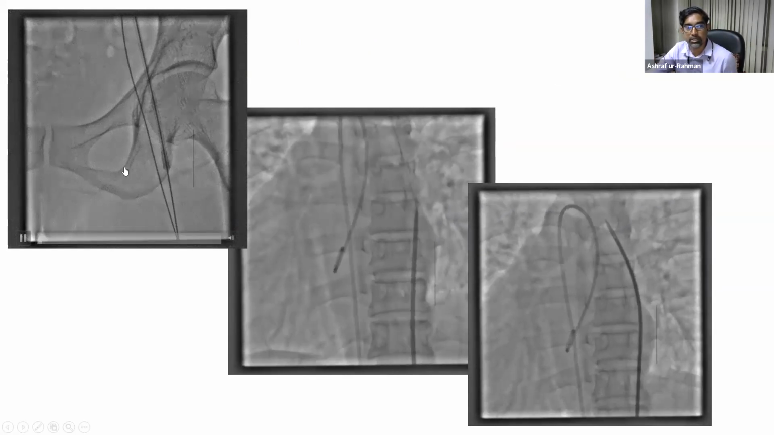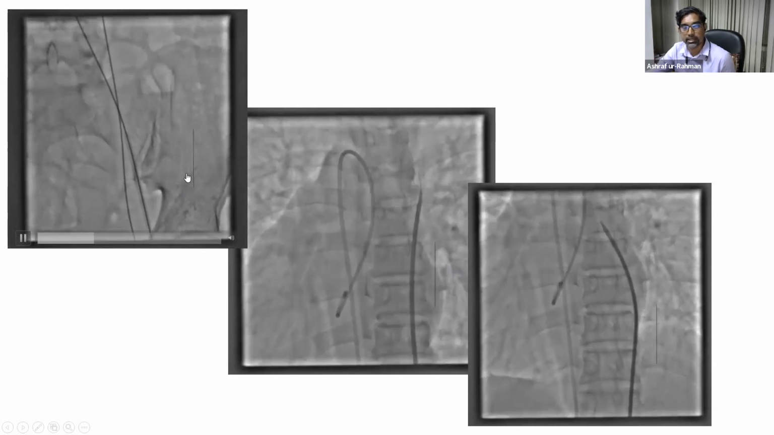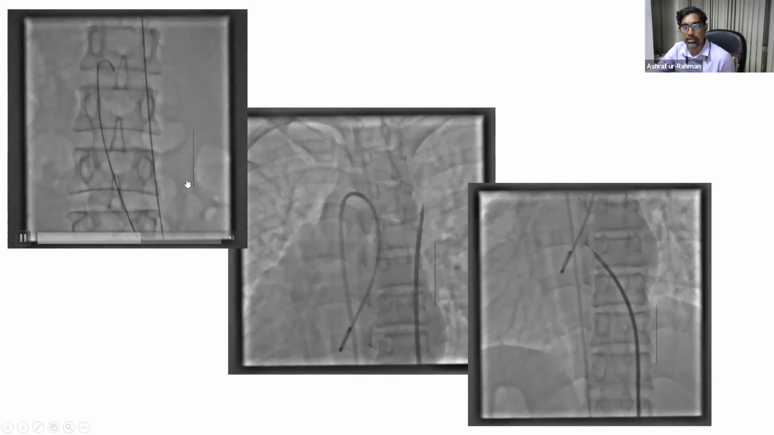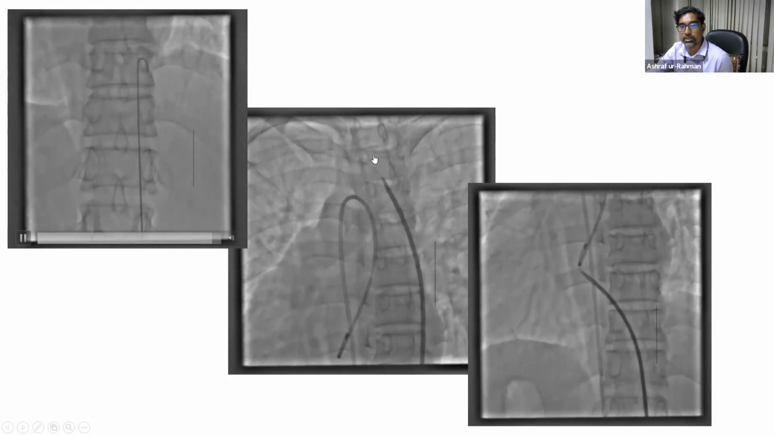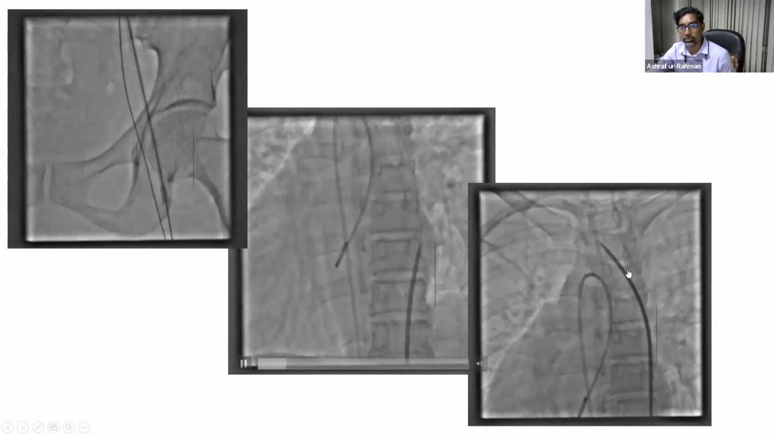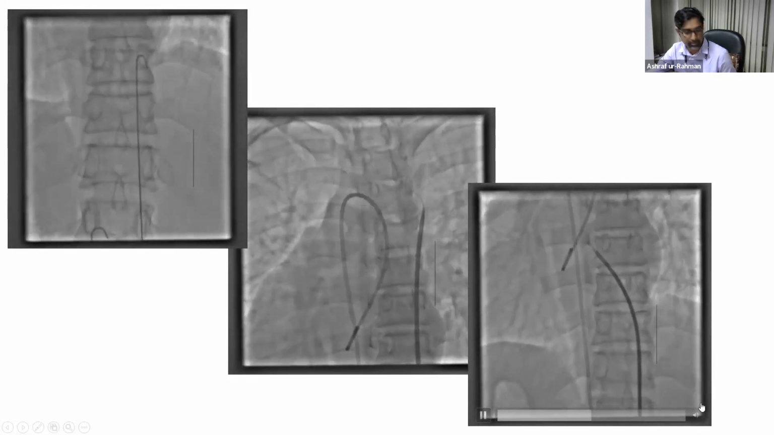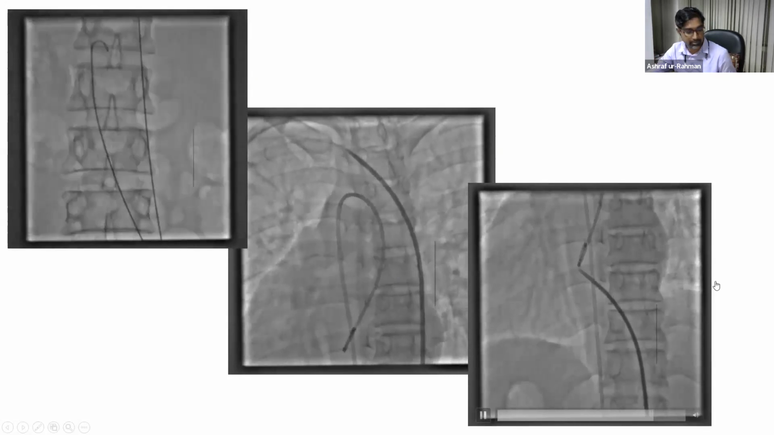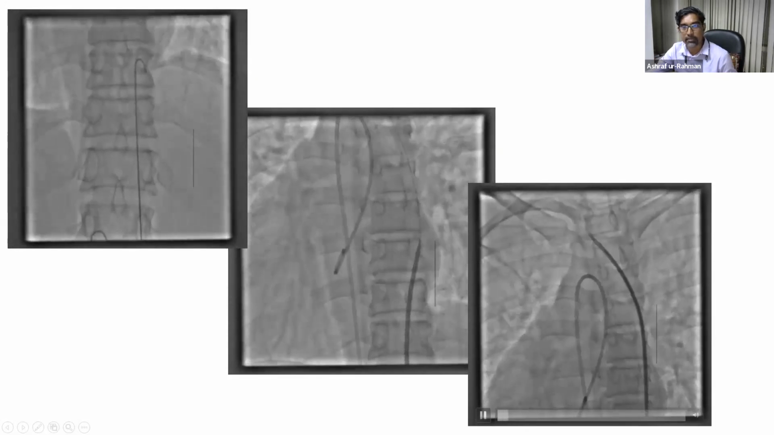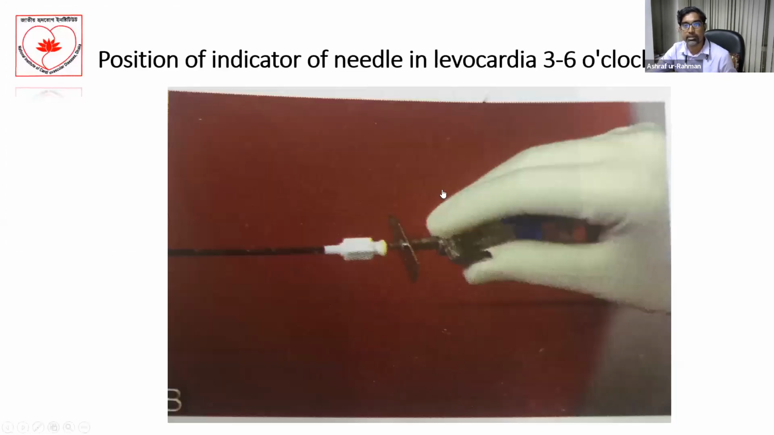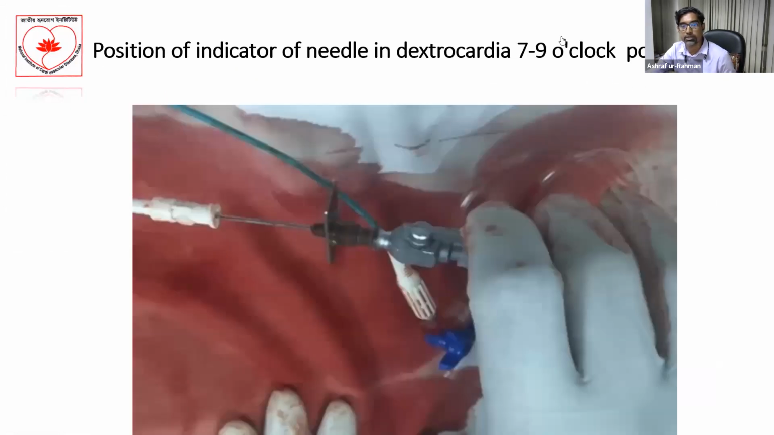So we took the arterial and venous sheath in the left side of the femoral side, and we took the Brockenbrough needle. Then we take the descent from superior vena cava to RA to fossa ovalis. And in case of levocardia, we keep the Brockenbrough needle at 3 to 6 o'clock, as I mentioned. But in case of dextrocardia, we have to keep it at 7 to 9 o'clock position. Here it is kept in the 7 o'clock position. The direction of the Brockenbrough needle is very important to achieve successful puncture of the septum.